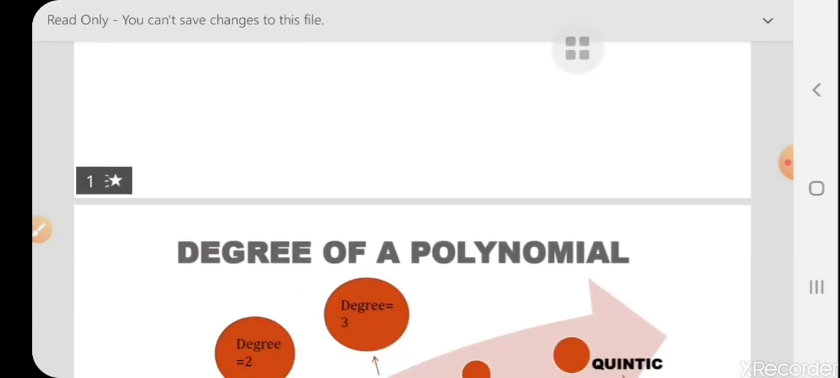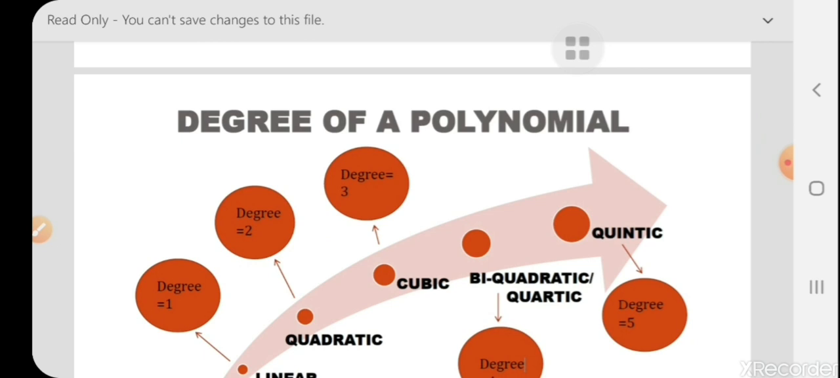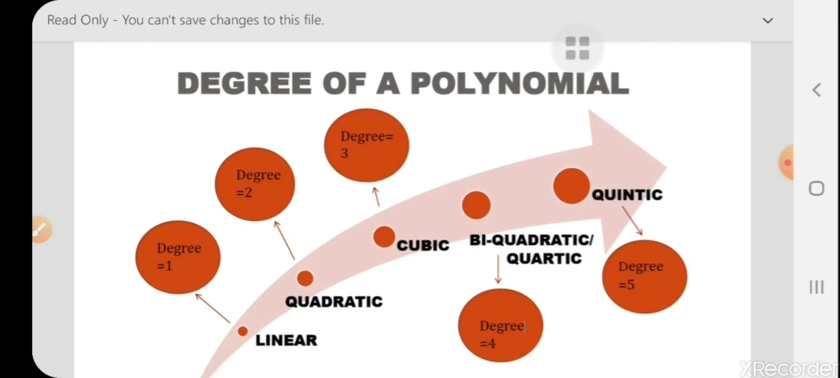Before going to quadratic equations, I want to link the previous chapter, that is polynomials. In polynomials, you have read that many variables are there, which we use as x, y, z, and they also have many degrees like 1, 2, 3, etc. And they have special names: an equation of degree 1 is called a linear equation, degree 2 is called a quadratic equation, degree 3 is called cubic, etc.